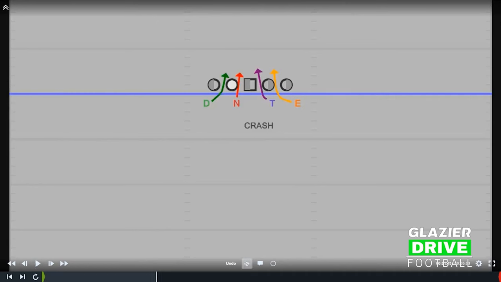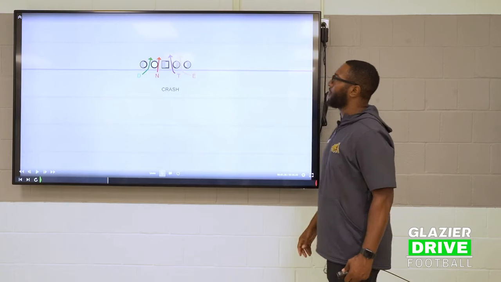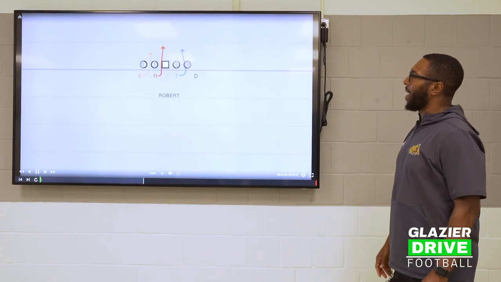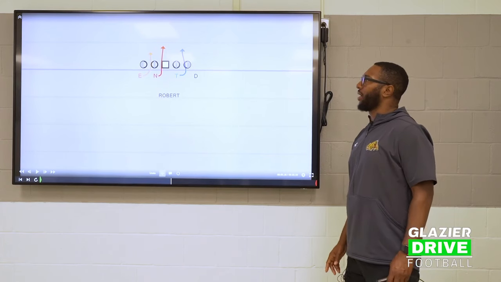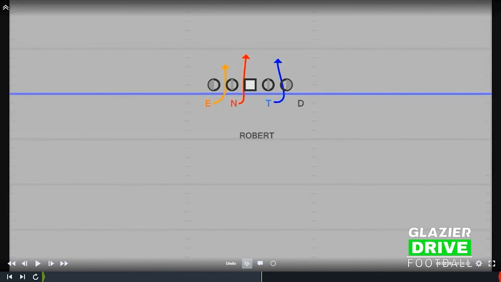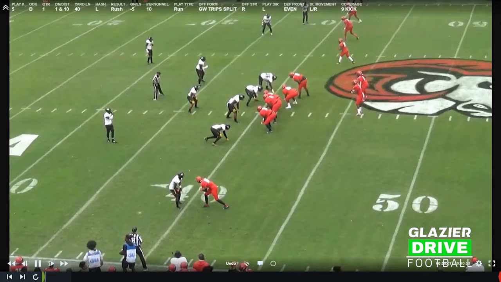Again, crash is everybody going one gap inside. The nose is not going to cross face because he knows the tackle is going into that opposite A gap. All right, again, Robert, we'll normally go to an even front, and we're going to slant those guys to the right. And Larry is the same thing. We're slanting those guys to the left.